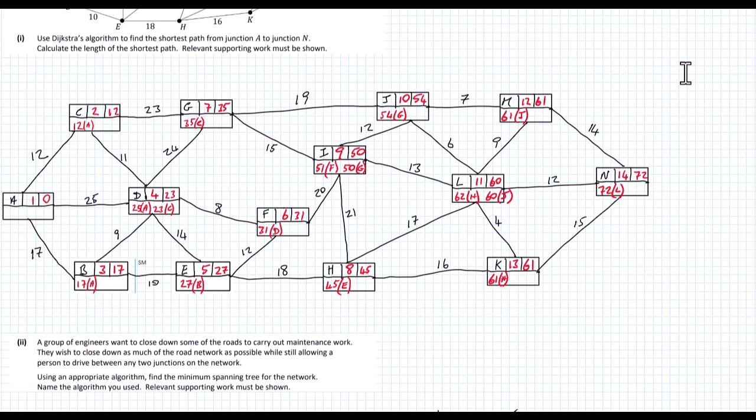What else were we asked to do? Calculate the length of the shortest path. Okay, so the shortest path length, I should say, is 72, and we're dealing in kilometers here. Let's see, calculate the length of the shortest path and find the shortest path.